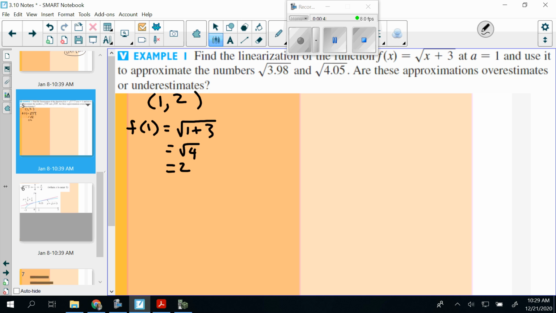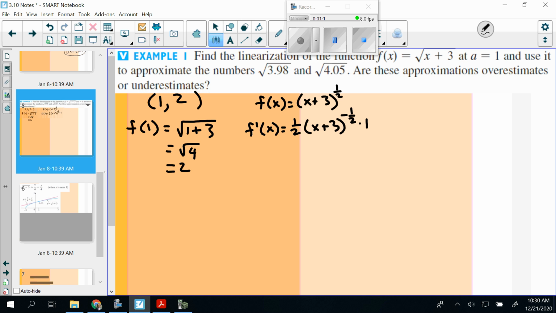For our slope, we're going to need the derivative. So what is the derivative of our function here? I'm going to first write this out as a power of 1/2 instead of square root before we find our derivative. So now we're going to use the chain rule here. Bring down the half, leave the inside alone. The new power is negative 1/2, times the derivative of the inside, which ends up being just 1 here.